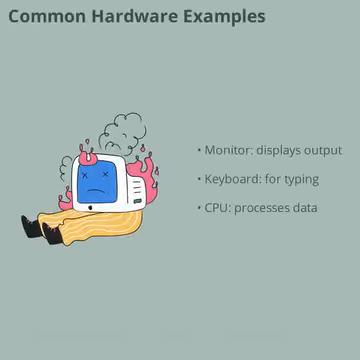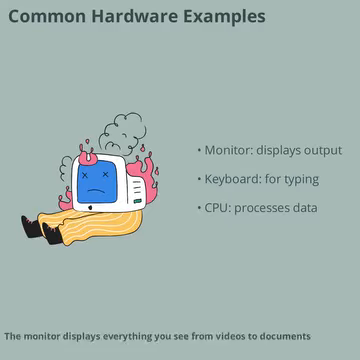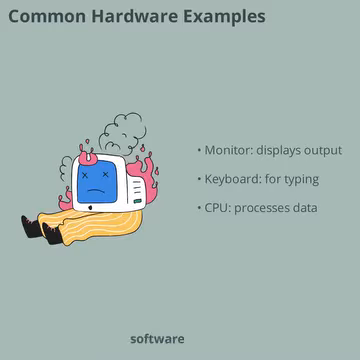Let's take a closer look at some everyday hardware. The monitor displays everything you see, from videos to documents. The keyboard lets you type, while the mouse helps you navigate and click. Inside the computer, the CPU acts as the brain, processing instructions. The hard drive stores your files, and the printer lets you create physical copies of your work. All these parts are crucial for a computer to work smoothly. Now that we've covered hardware, it's time to move on to the next key part: software.